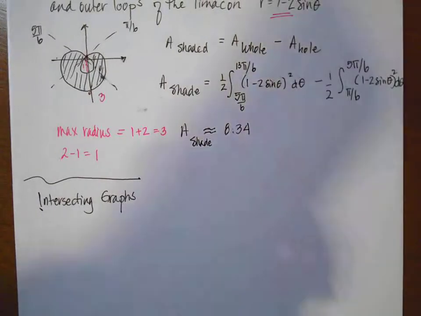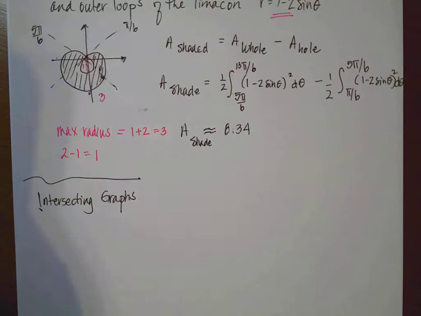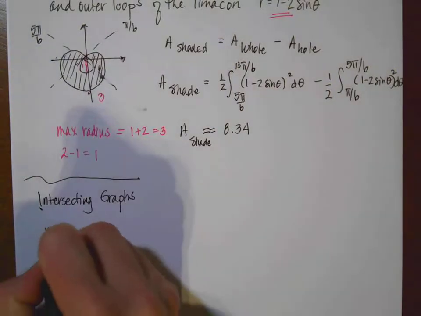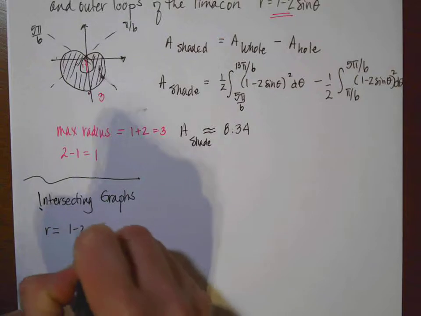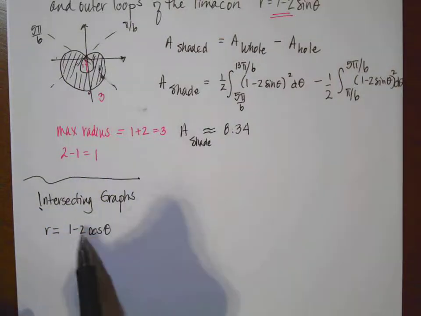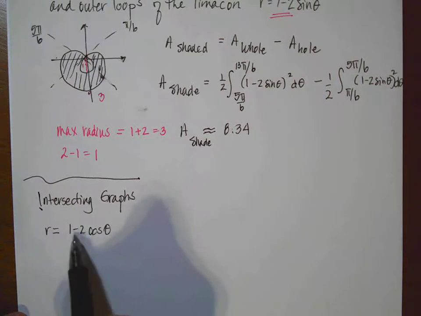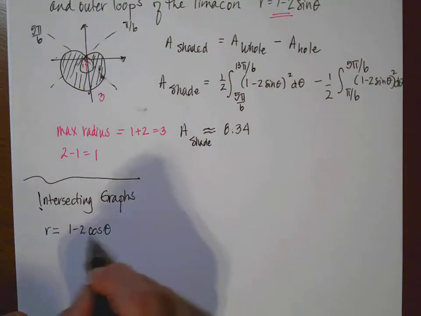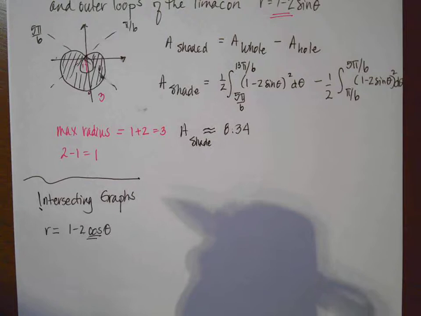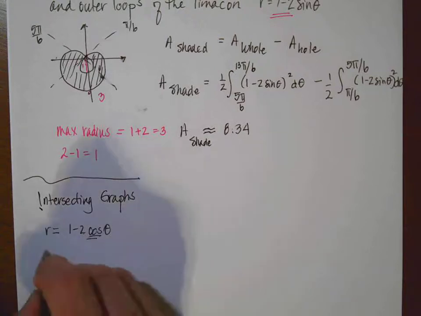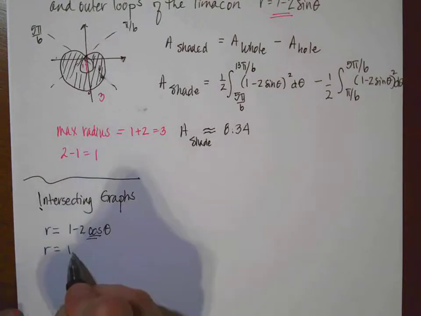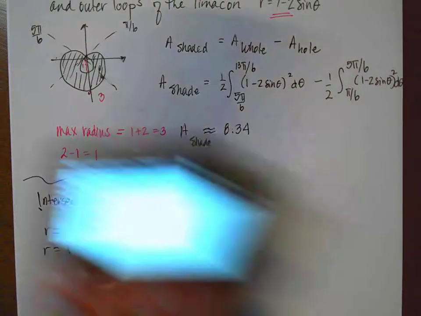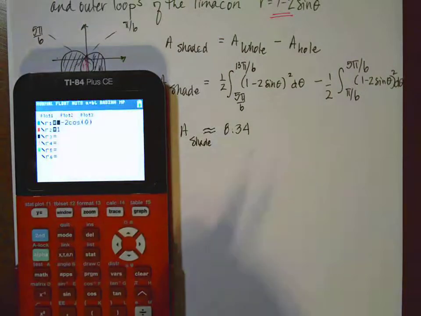Alright, so let's say, and I'm going to actually show you this one on the calculator in a minute because it just is gruesome by hand. So let's say I have the curve r equals 1 minus 2 cosine theta. So I know my maximum radius is 3. I know my minimum radius is 1. I also know that this curve is symmetric about the horizontal axis. And then r equals 1. This little guy is a circle.